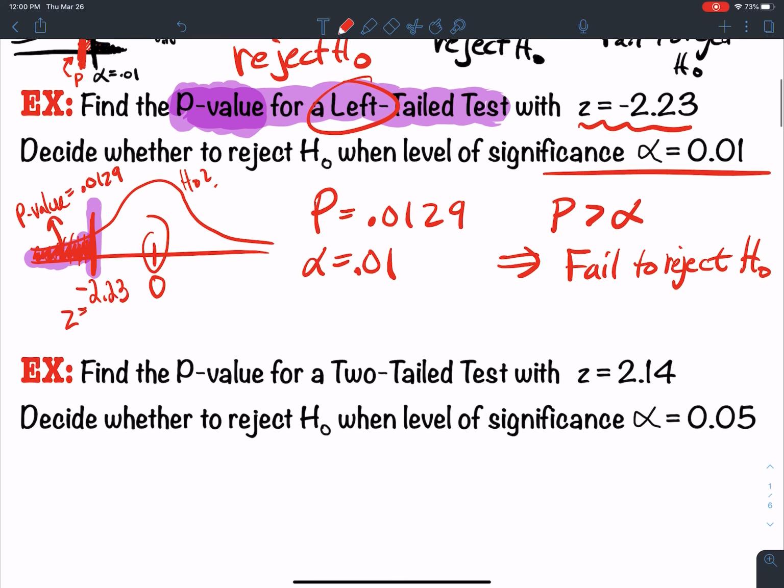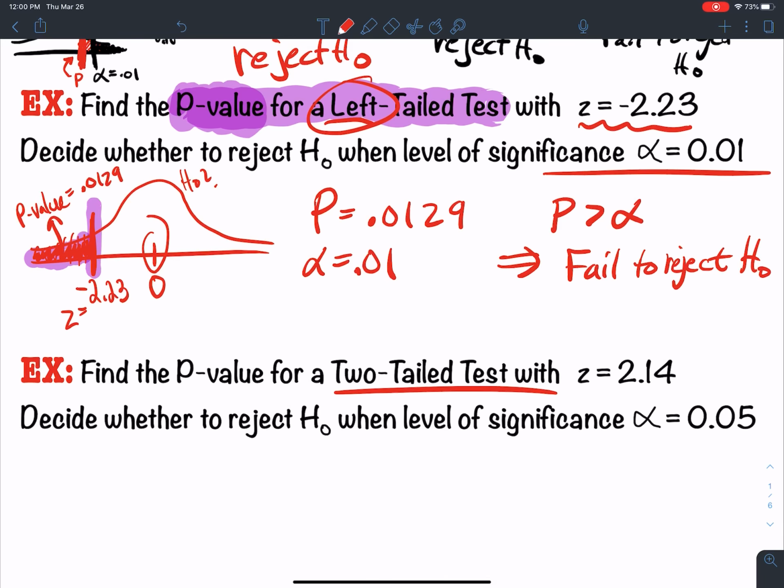Next up, instead of a left-tailed test, we're going to do a two-tailed test, okay? The only difference between a left tail and a right tail, if it had been right, we would have shaded this way. And how would you find that probability? You would take that value and do 1 minus that value to get the right side, okay? So that's how you would do a right-tailed test.